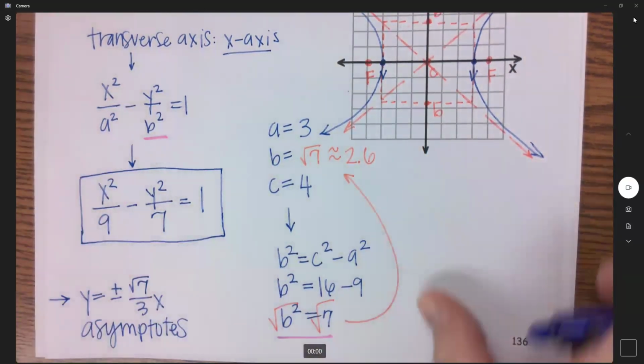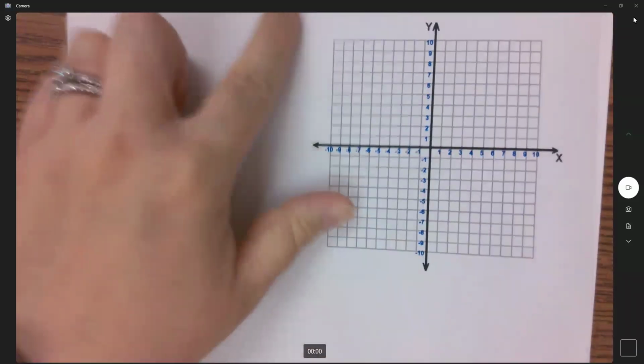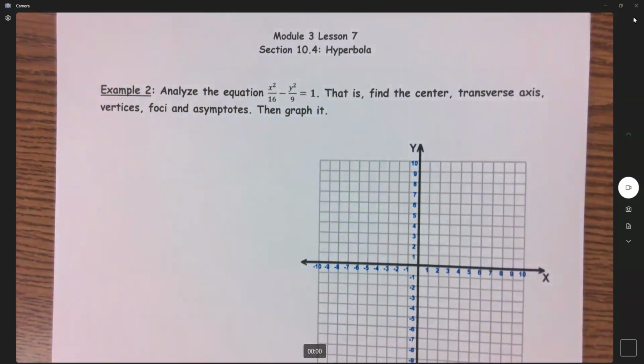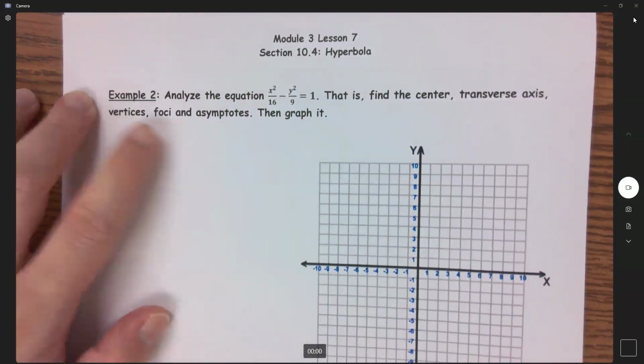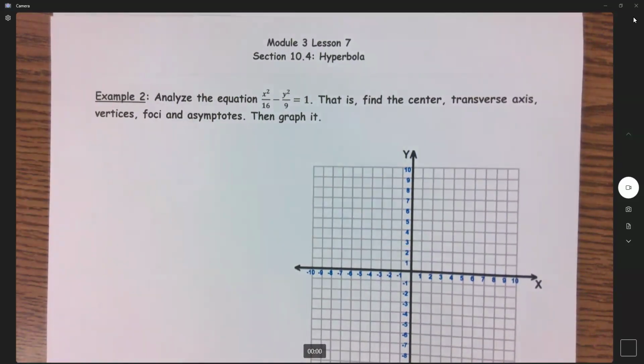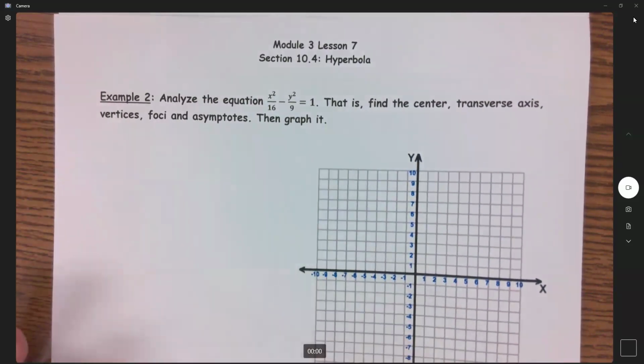Now on example 2, I am given the equation and now we have to find several things. So we need the center, the transverse axis, vertices, foci, and asymptotes this time. So I need 5 things. And then we'll graph it.